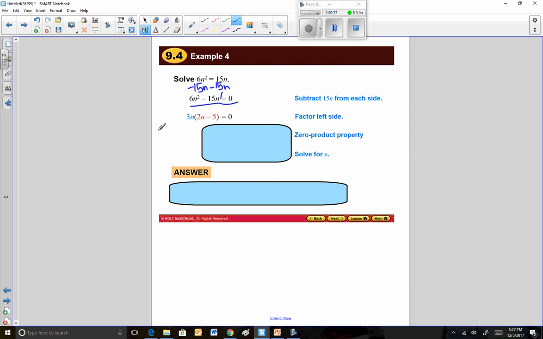Now, take your 3n, set it equal to 0, then take your red 2n minus 5 and set it equal to 0. Divide by 3, and of course n equals 0. Add 5, and you have 2n equals 5. Not quite done yet. Divide by 2 so you can get a single n. Divide by 2. And now we have n equals 5 over 2, and n equals 0. Those are your two solutions.